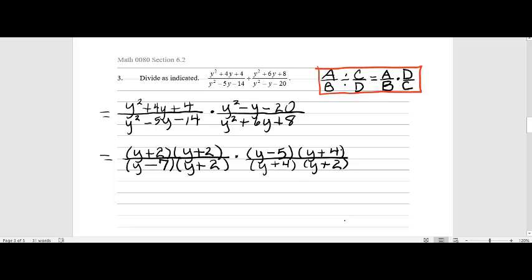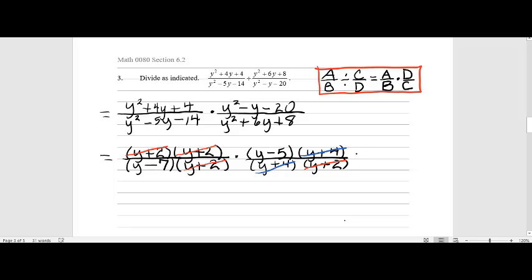It's not a guarantee, but it guides you a little bit on your factorization. So always do the factorization that you feel is easiest first. So I see that this y plus 2 in the denominator divides one time into this y plus 2 in the numerator. And this y plus 2 in this denominator divides one time into the y plus 2 in the first numerator. And then I have this y plus 4 in the denominator that divides one time into the y plus 4 in the numerator of the second expression.